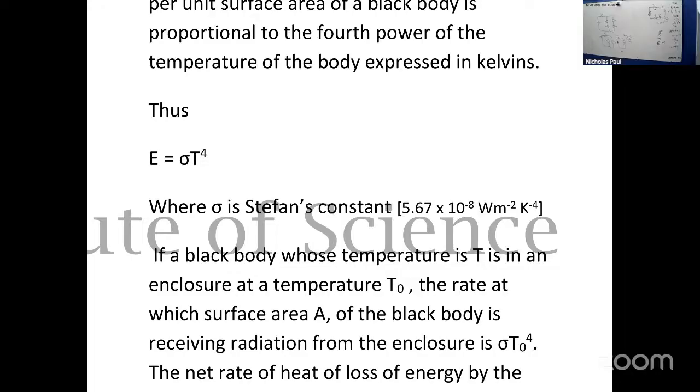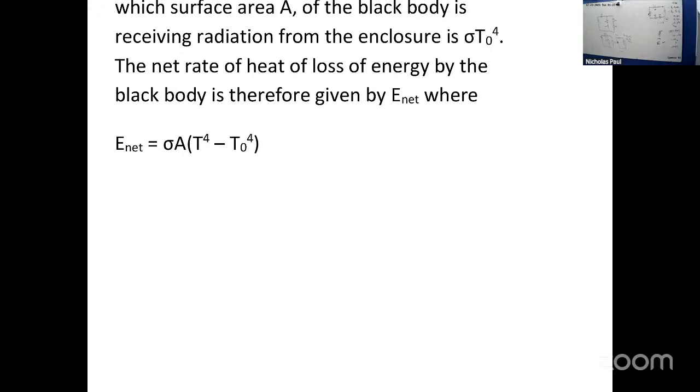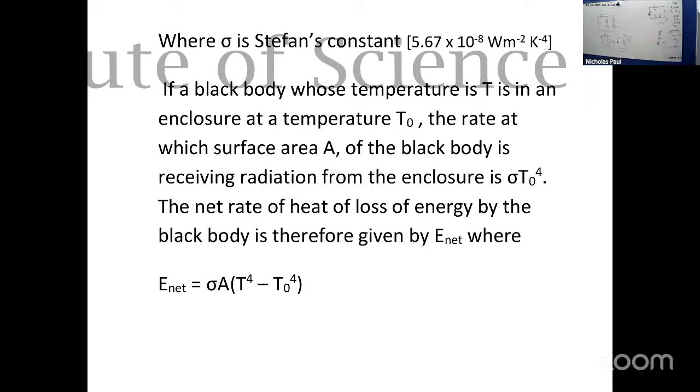Just write this 5.6. You're wrong, we go 5.7. So that's Stefan's constant, and the relationship that we are actually going to use is this one here. If a black body whose temperature T is in an enclosure at temperature T naught, the rate at which the surface area A of the black body is receiving radiation is given by this. And the net rate of heat loss is given by this formula here.